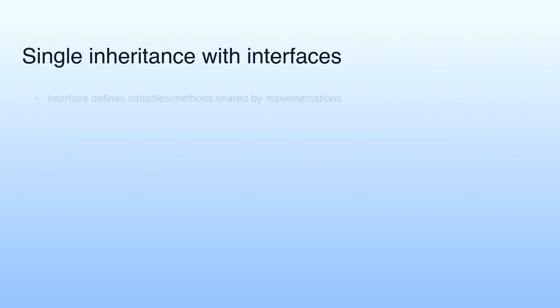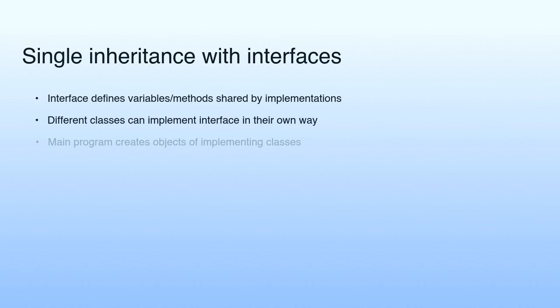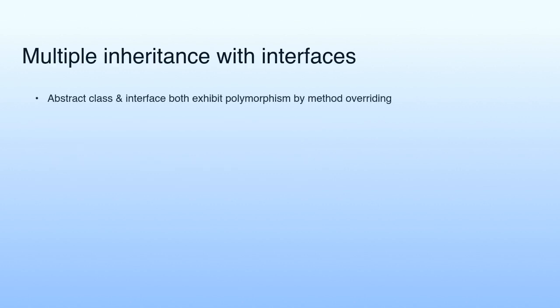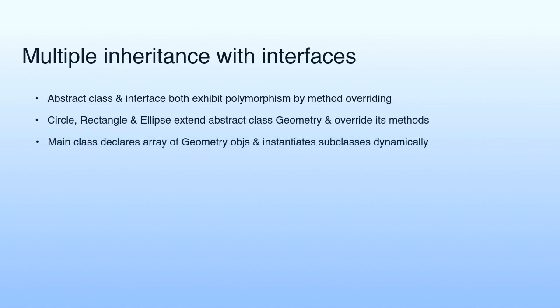An interface defines variables and methods that are shared by its implementations. Different classes can implement the same interface in their own unique ways. In the main program, objects of these implementing classes are created. A single interface reference can then access various implementations, with the output depending on the type of object referenced at runtime, exhibiting dynamic polymorphism. Both abstract classes and interfaces exhibit polymorphism through method overriding.